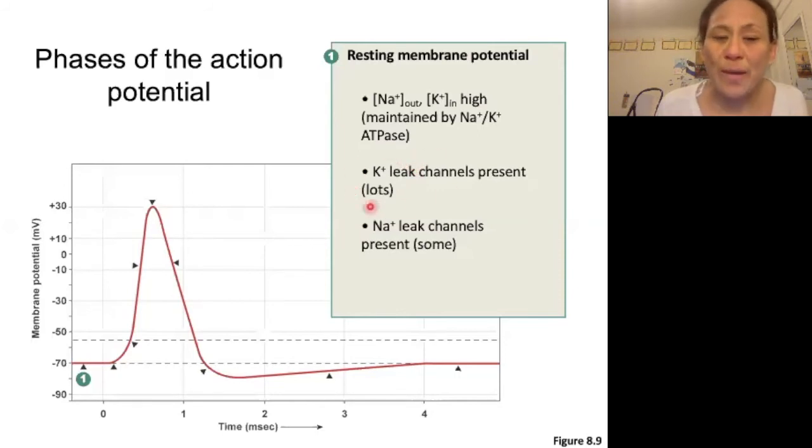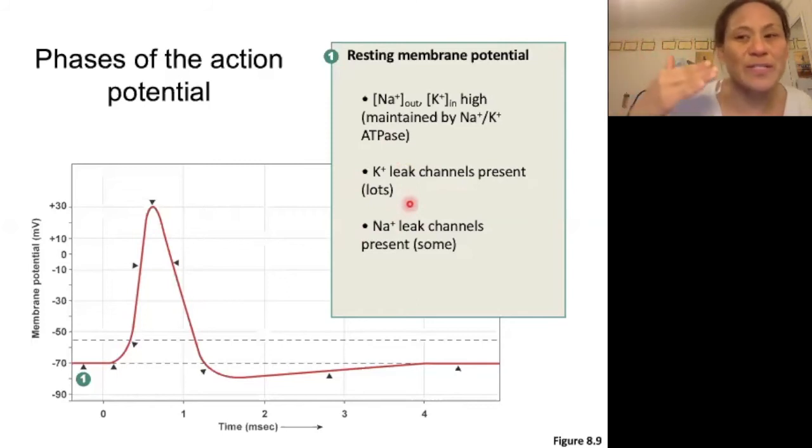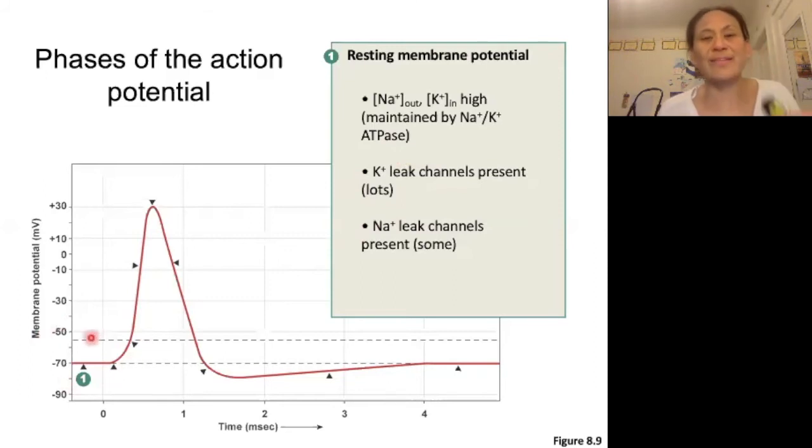Since we have so many potassium leak channels present, potassium is going to be able to move towards equilibrium. It has a big opportunity to move towards its equilibrium. Remember that its equilibrium potential is negative 90. So potassium is going to move in such a way as to bring the membrane potential down towards negative 90 millivolts. However, it's not able to bring the membrane potential all the way down to negative 90 millivolts, because we do have those sodium leak channels that are present.